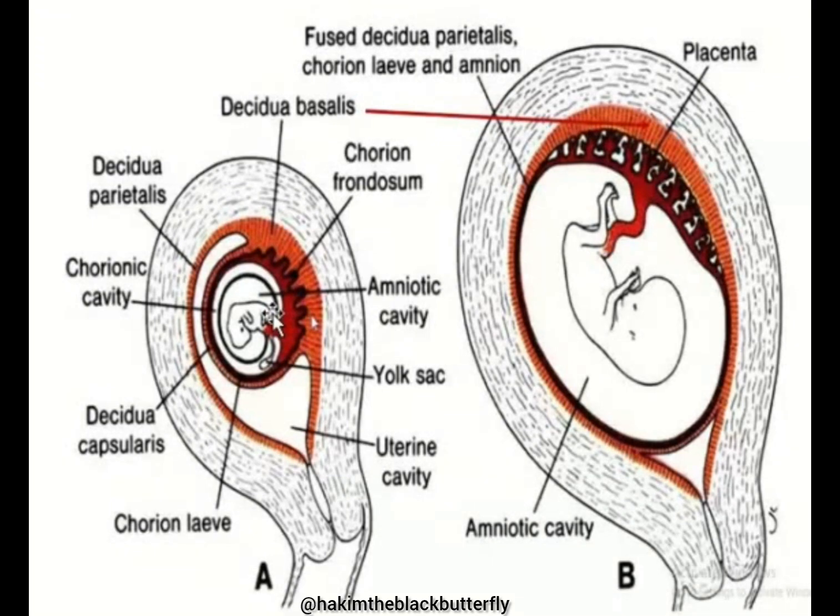We use the word embryo from week 1 up to week 8. From week 1 up to week 8, the unborn is known as the embryo. And from week 9 up to birth, the unborn is known as a fetus. That is why the period between week 9 up to birth is known as the fetal period. So the word embryo is used up to the 8th week, and from the 8th week, we call the unborn the fetus.